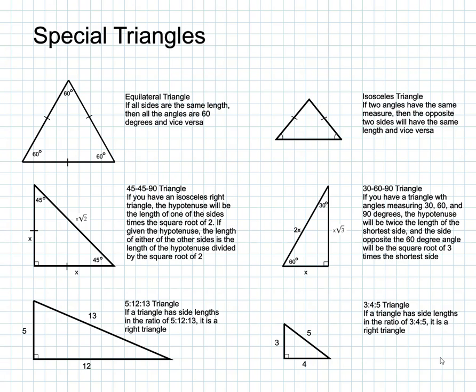If you have a triangle with side lengths in the ratio of 5 to 12 to 13, or of 3 to 4 to 5, then you have a right triangle. Those are actually known as Pythagorean triples.